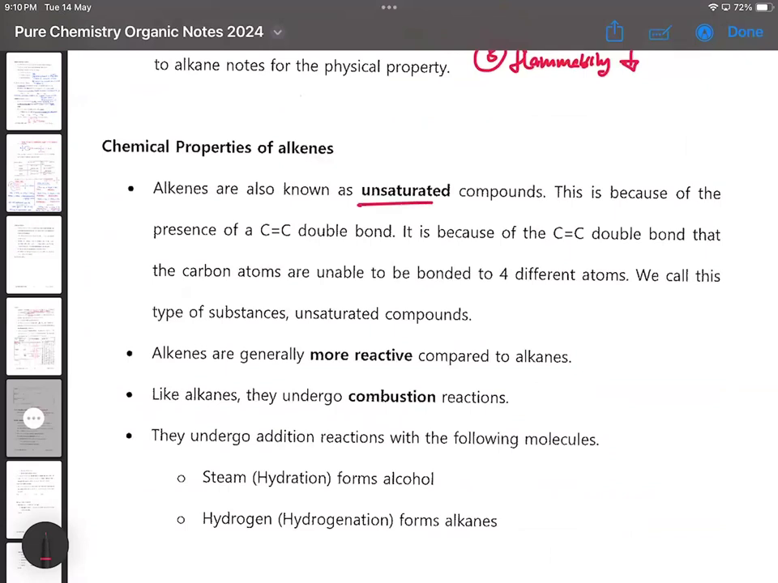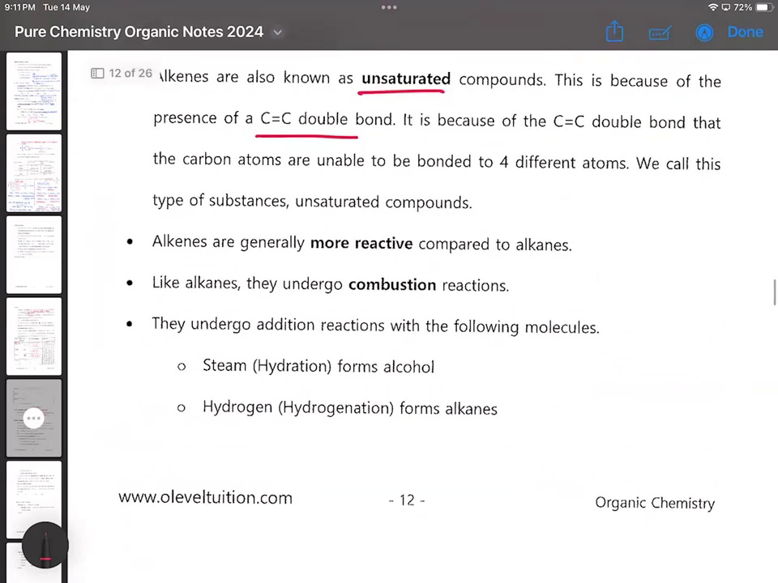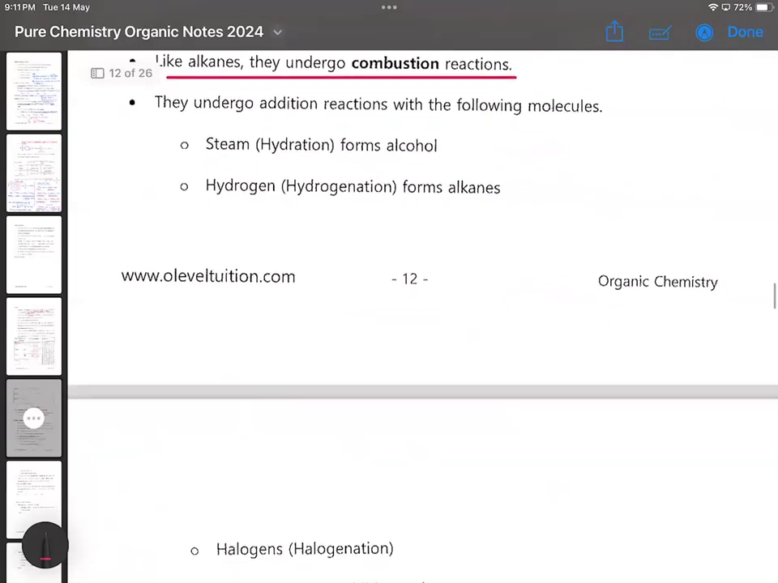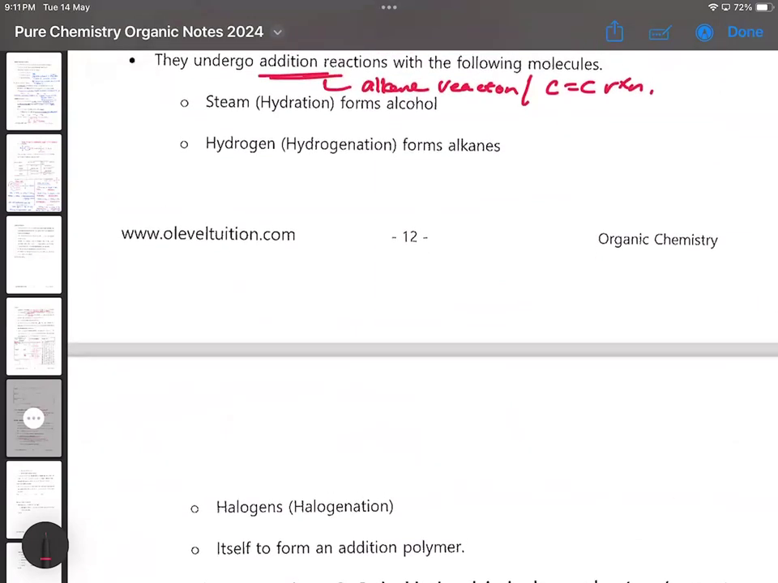Okay, as mentioned, they are unsaturated because of the CC double bond. So what reactions do they undergo? Combustion. This is the same as the alkanes, exactly the same, so I won't do it again, whether complete or incomplete combustion. They undergo something called addition reaction. This addition reaction is an alkene reaction, or a reaction of something with a CC double bond. So we have 4 reactions over here. Today we'll do reactions with steam, alcohol, and halogens. And then addition polymerization, not doing today. This is the last chapter.